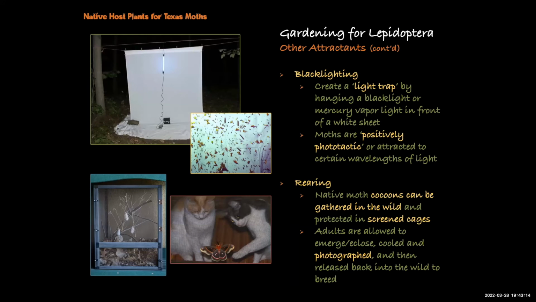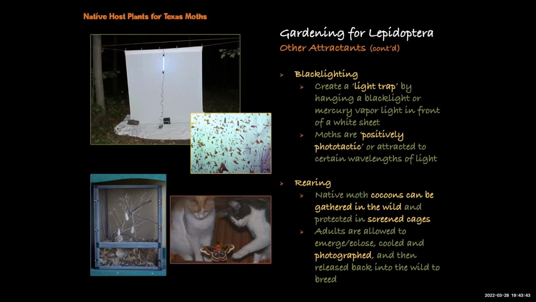One other thing that we do in our yard is we blacklight. How you do that is you create a light trap by hanging either a black light or a mercury vapor light in front of a white sheet, or even just a light colored side of the house. We turn ours on at dusk and turn it off at dawn. And moths are what are called positively phototactic, or they're attracted to certain wavelengths of light.